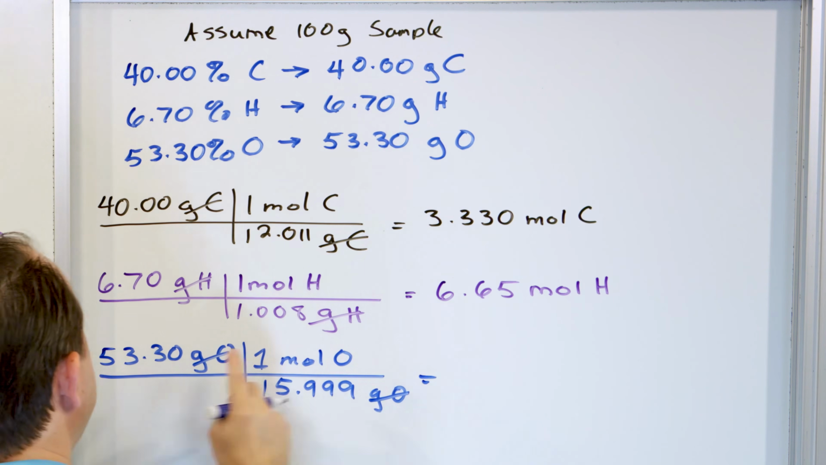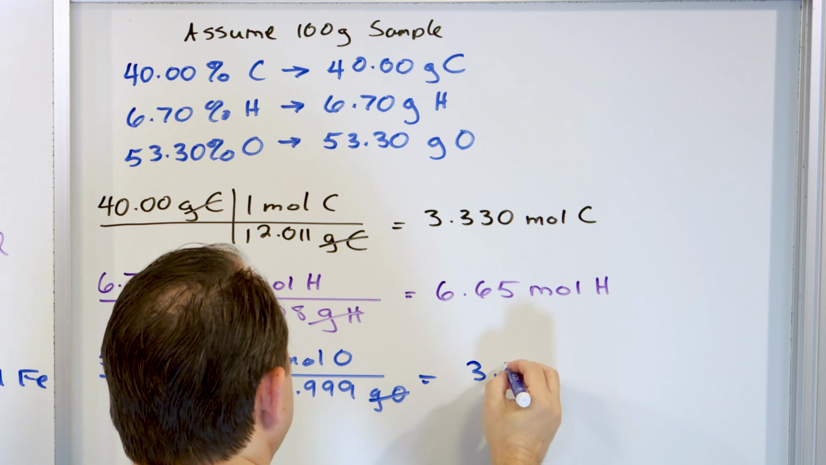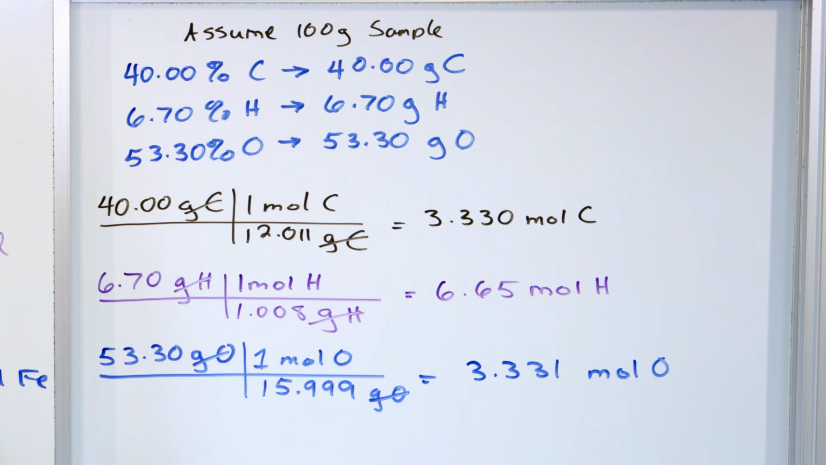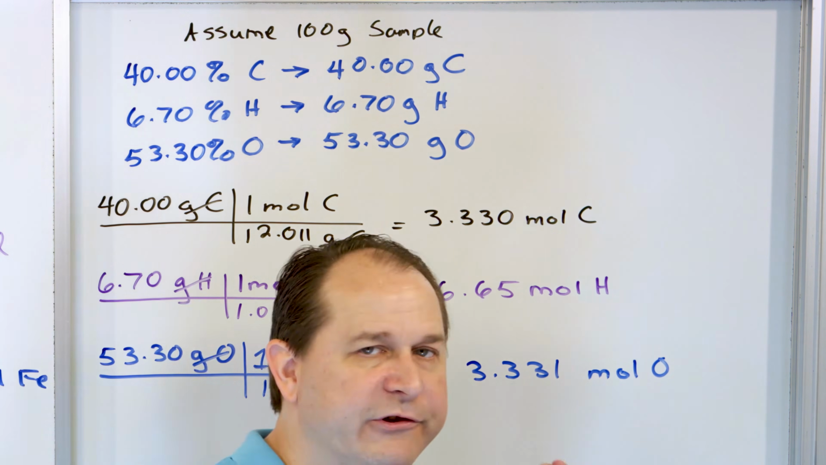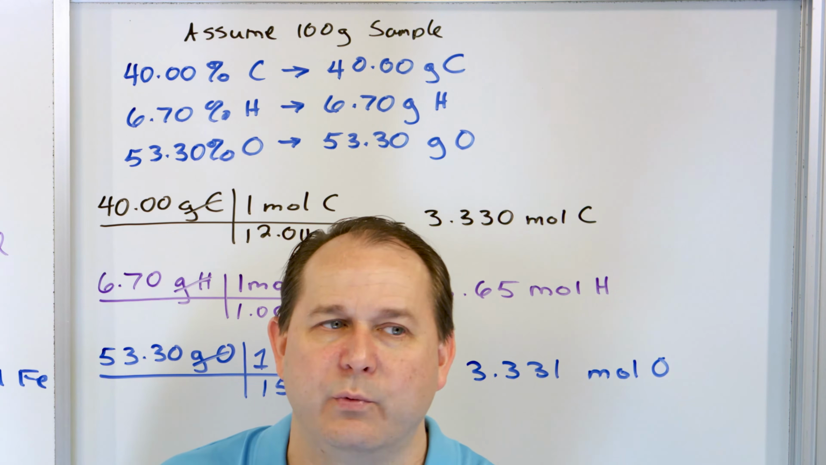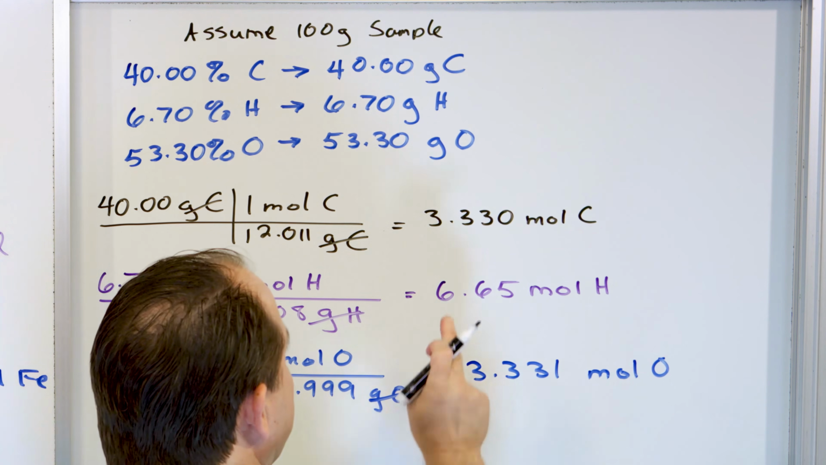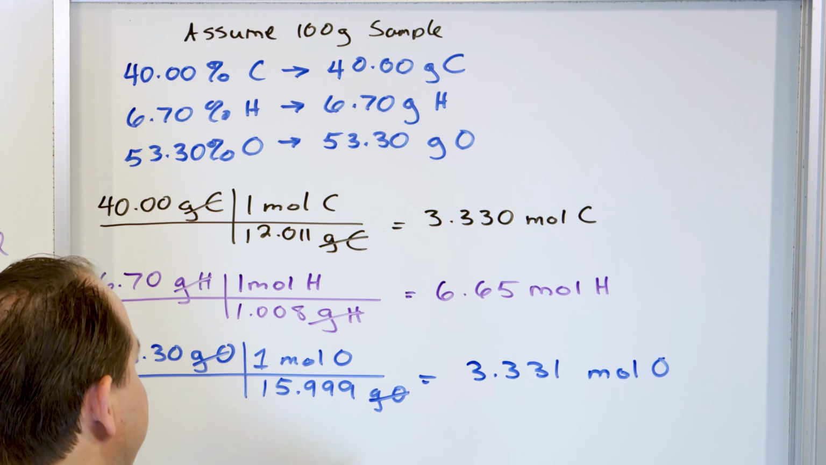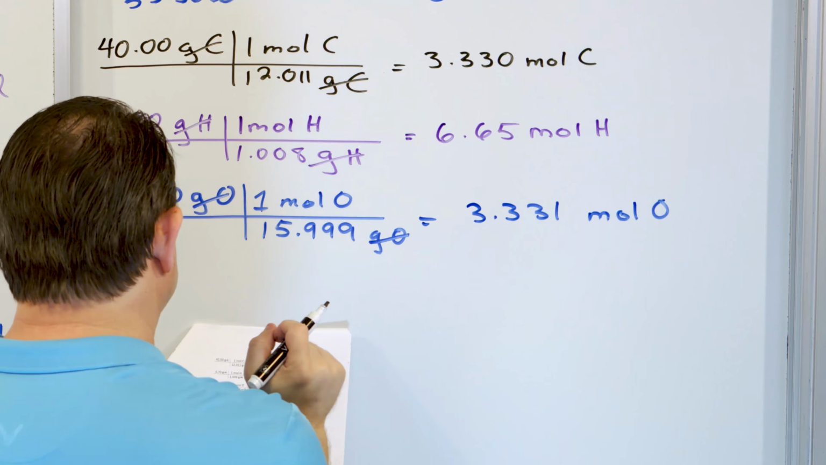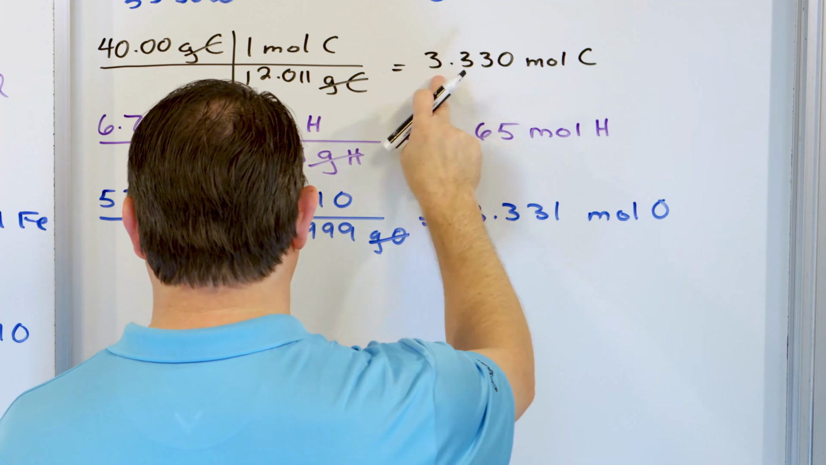Cancel, cancel. So whenever I take the 53.30 divided by 15.999, I get 3.331 moles of oxygen. So now I'm at the same place here with moles of each species as I was at the beginning of the first problem, where we were just given the number of moles. So now we do the actual mole ratio. We have to figure out which one of these is smallest, because that's the one we're going to divide by. So 3.331, let me double check myself here. Yes, these are very, very similar, but the smallest one is the carbon right here.